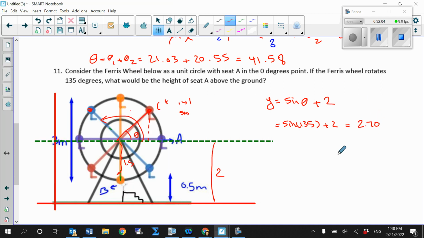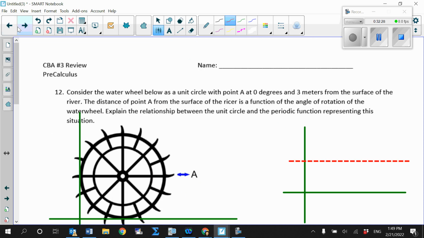2.70. And it makes sense because I know 135 is almost here. This distance is 2, from here to this point is 2. And a little bit above that, where it's almost close to the highest point, it could be 2.70. So it makes sense. That's how you find the height. Now let's go to the next question.